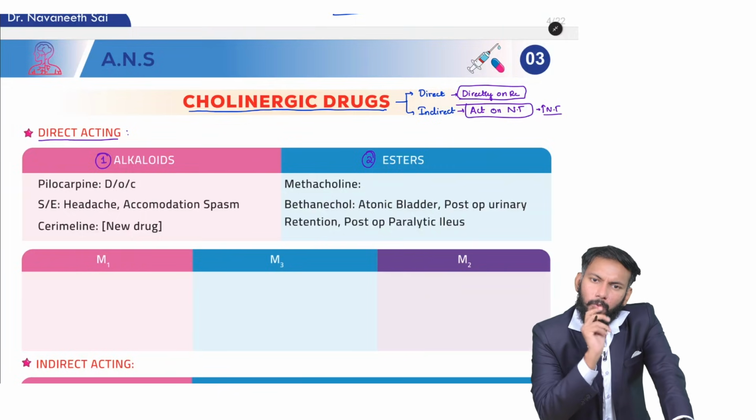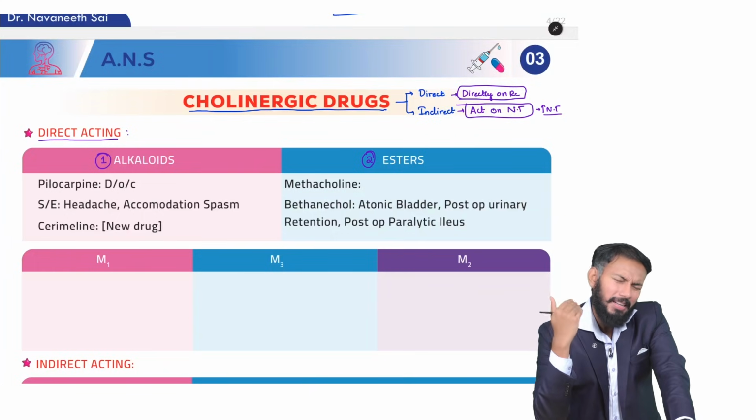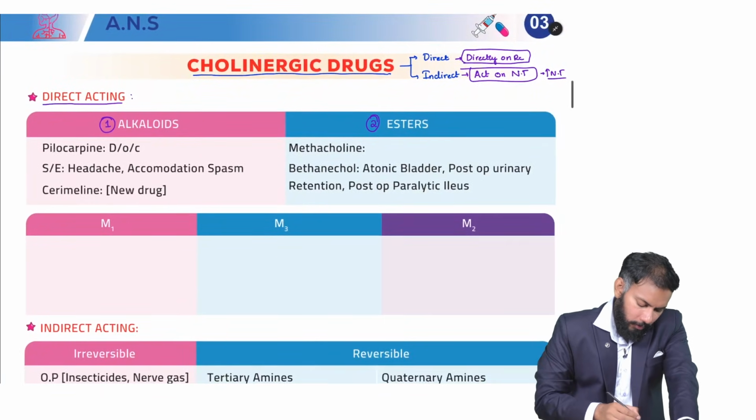Second is esters. Now, what are there in alkaloids? I want you to remember two drugs for the exam. First is pilocarpine, the second one is cevimeline. Please repeat it with me as many times as you can. Pilocarpine, cevimeline. Very important. Now, let us try to see.